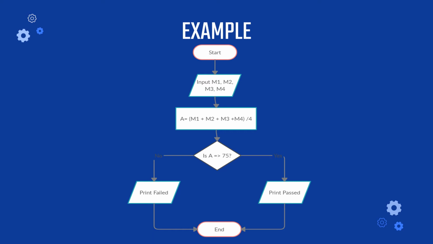And then, nagkaroon ng decision dito. Sabi niya kasi, kapag equals to 75 or above, ipiprint niya is pass. Else, print failed. So, is average is equals to or greater than 75, kapag nag-yes po ang program, ipiprint niya po is passed. Else, kapag nag-no si program, ang ipiprint niya po is failed. So, pareho po sila na mag-e-end.